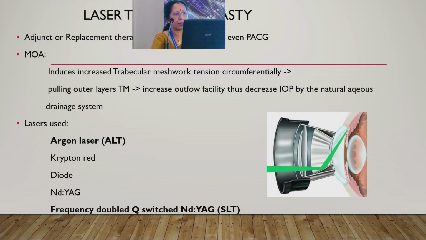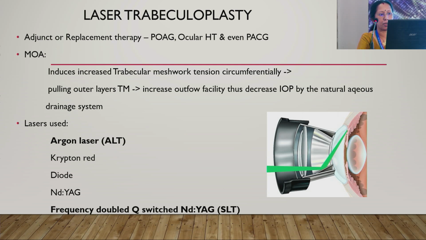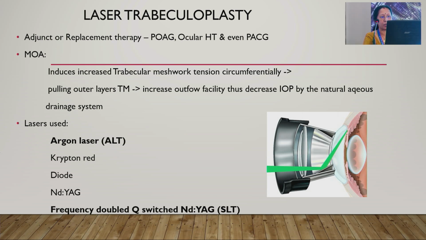Next is laser trabeculoplasty, which can be used as an adjunct or replacement therapy in all these conditions. It induces a mechanical effect by increasing the trabecular meshwork tension circumferentially, thus pulling the outer layers of trabecular meshwork, increasing the outflow facility and decreasing the IOP. That is, it works by the natural aqueous drainage system. These are the lasers used. Commonly, argon laser trabeculoplasty and selective laser trabeculoplasty, where a frequency-doubled Q-switched Nd:YAG laser is used.